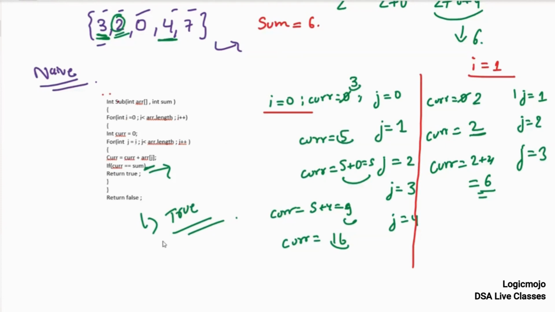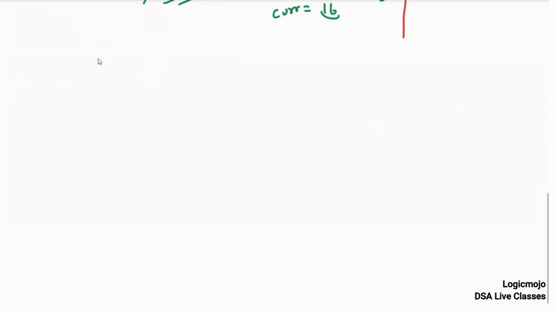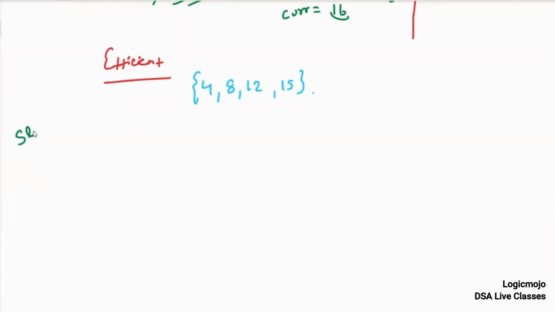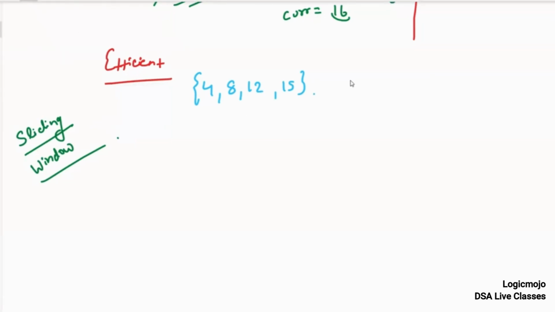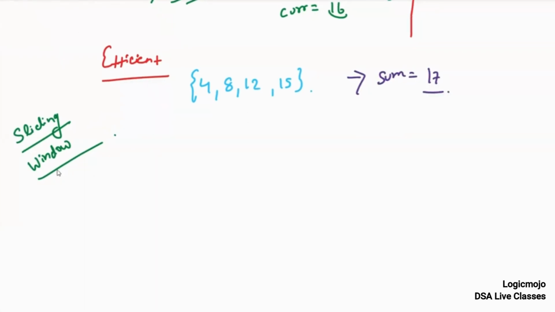If it is, we return true. Otherwise, we return false. Now, the efficient way to solve this question is by using the pattern of sliding window. Let's say this is a given array and our sum is 70. By window, we mean that we consider a few elements at once, and then we either keep adding elements to the window or removing some element from the window.